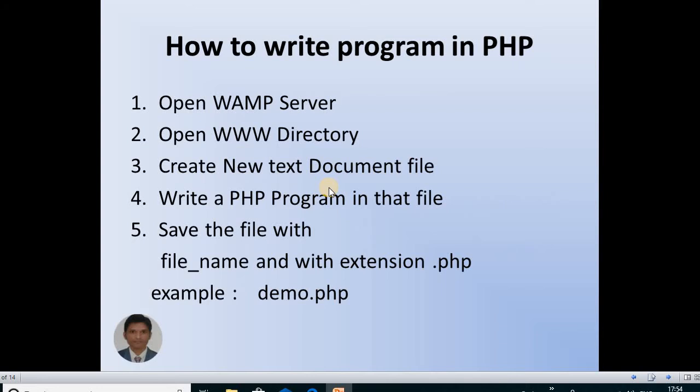Now next is how to write a program in PHP. First of all, there are 5 steps. First, open the WAMP server, then open the www directory, then create a new text document in that particular directory, that is the www directory. Then write a program in a notepad file in that directory. Then save the file with the extension .php. So we must follow these 5 steps.